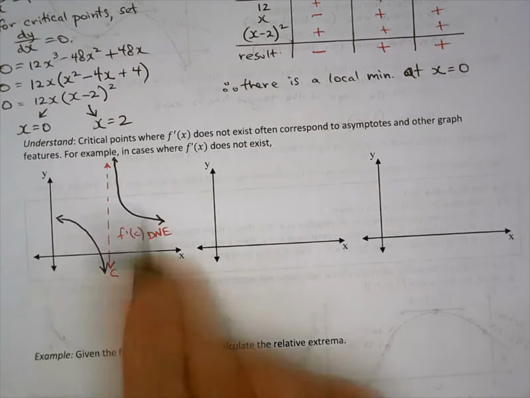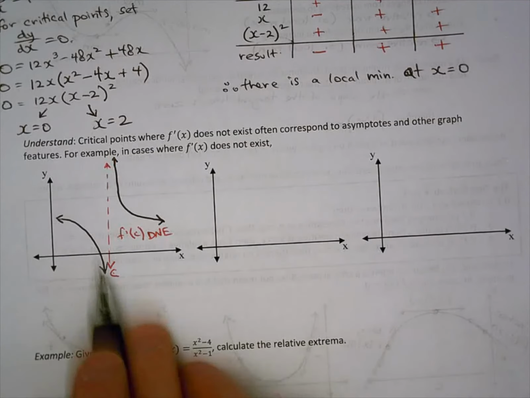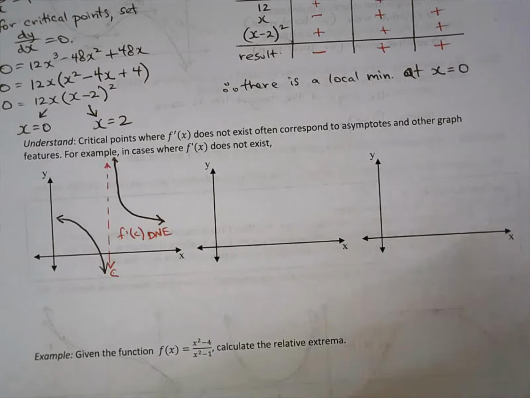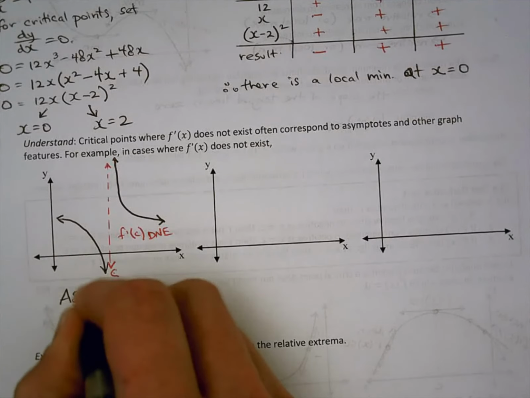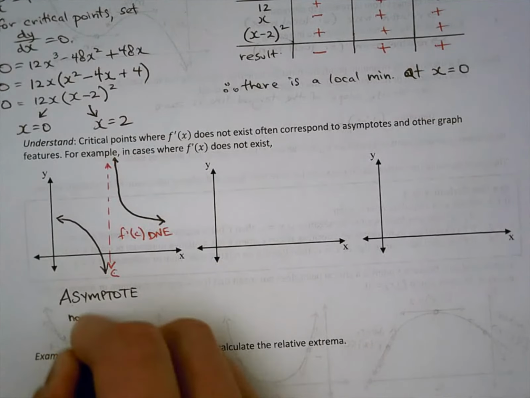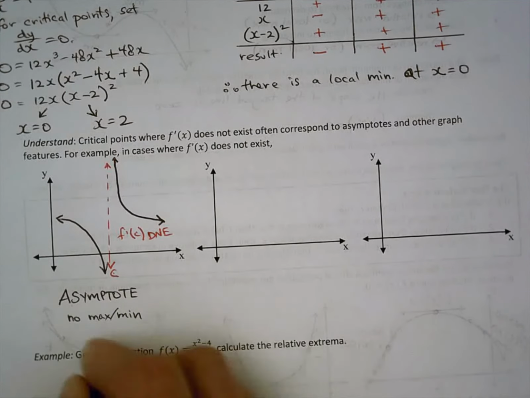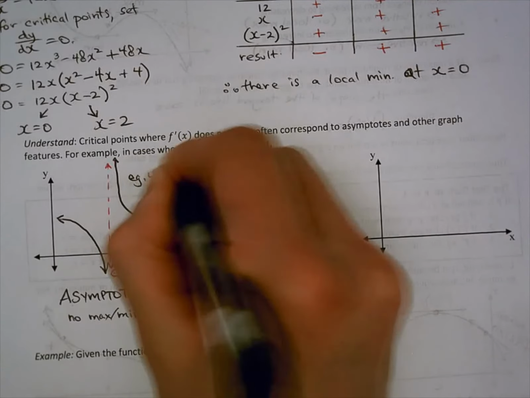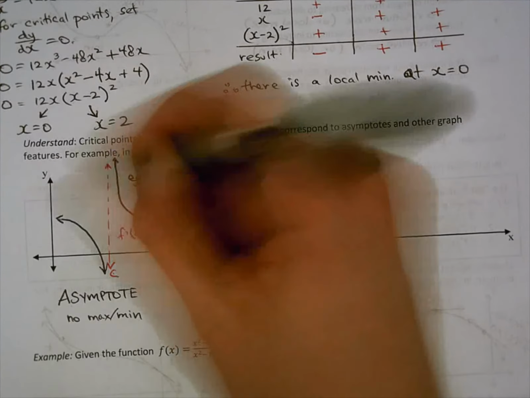So in this case, even though this is a critical number, it doesn't matter. There can't be a max or min here because there is no function here. There is no place that could be a max or min. So this is a case where you have an asymptote at that critical number, so there's no max or min. An example of this would be y equals 1 over x. There's no max or min on that function. There's an asymptote at the critical value.